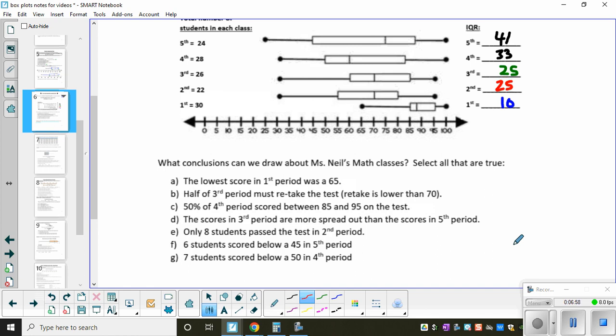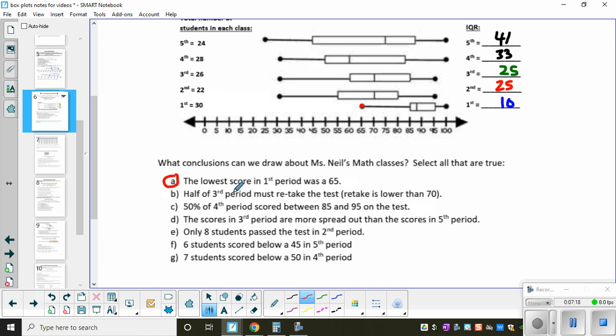Now the first statement here, answer choice A, it says the lowest score in first period was a 65. So if I'm looking at first period, there was 30 students. When I look at the box plot, the lower extreme is right here, and that is in fact at the 65. So yes, we're going to select that as a true statement.